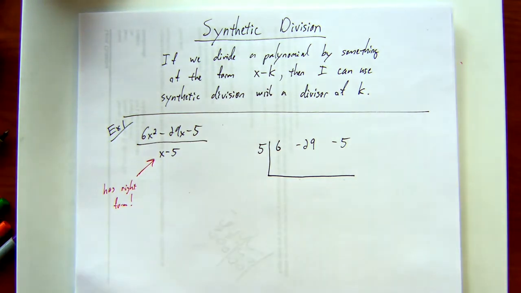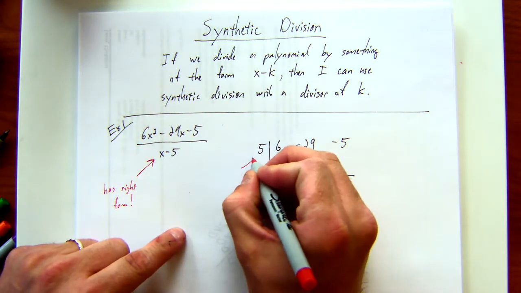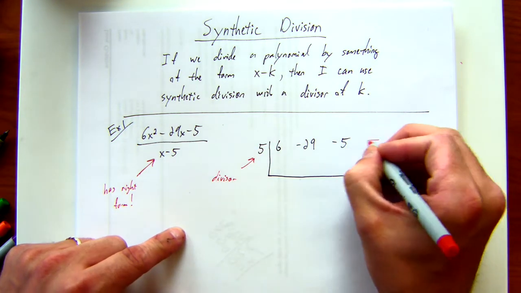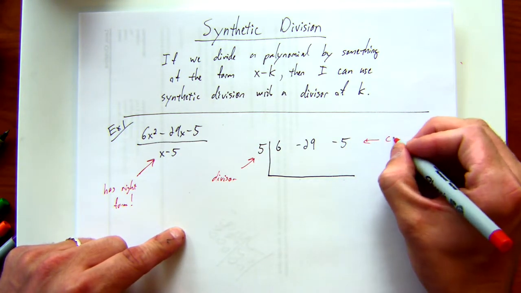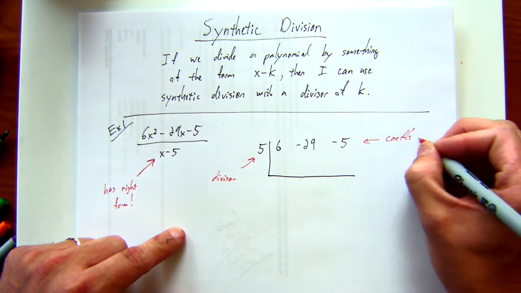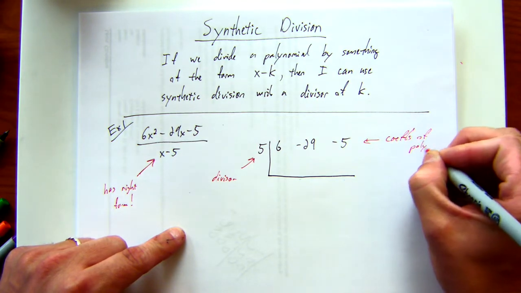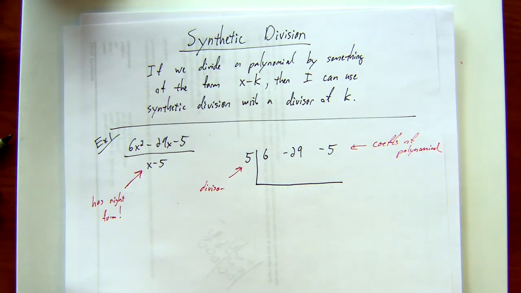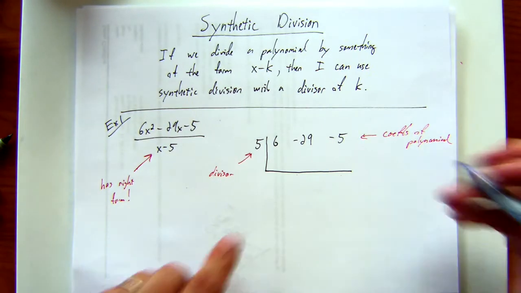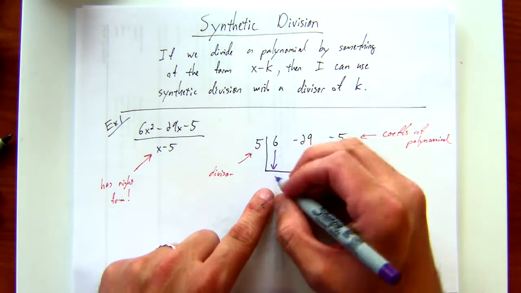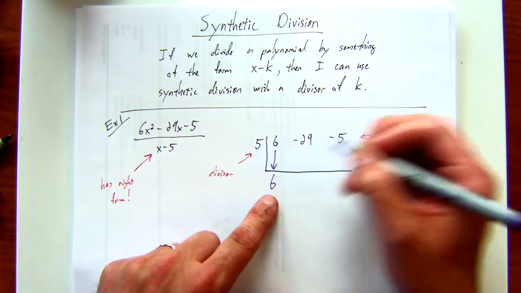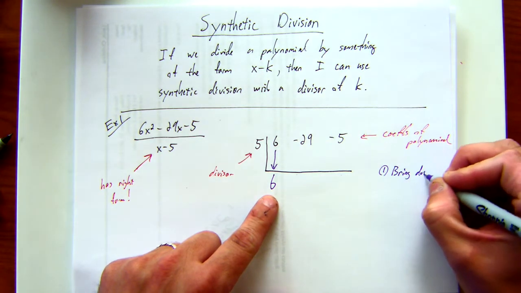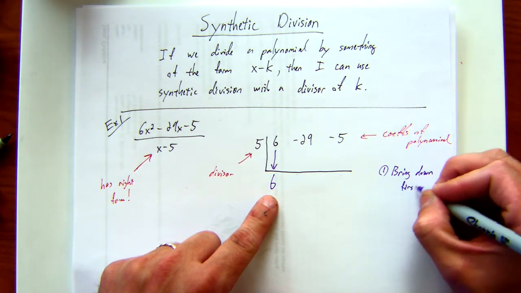Let me just put some notes on here. So this is my divisor. This is a row of the coefficients of my polynomial. Okay. Step 1, just bring down the first number. Just bring down a 6.